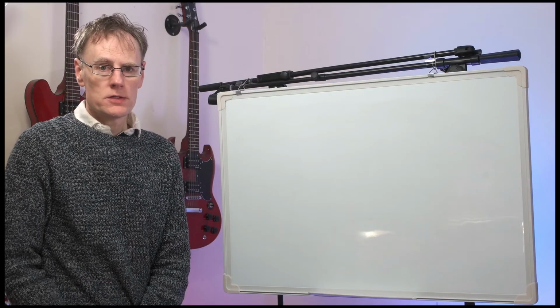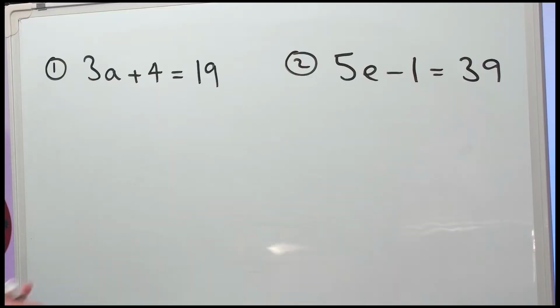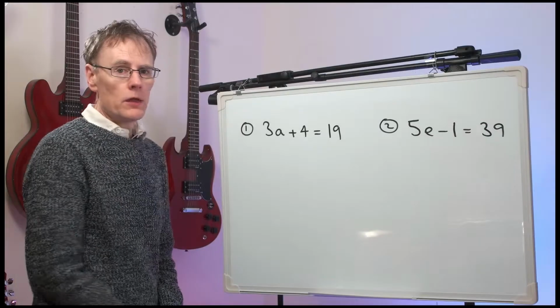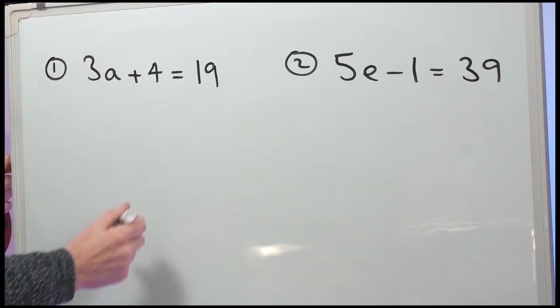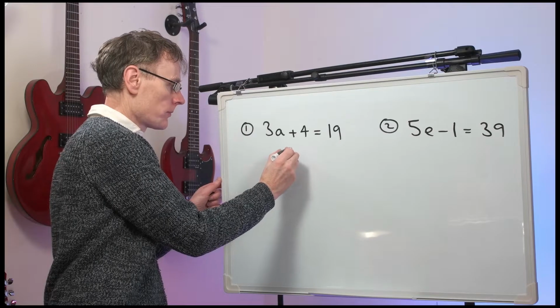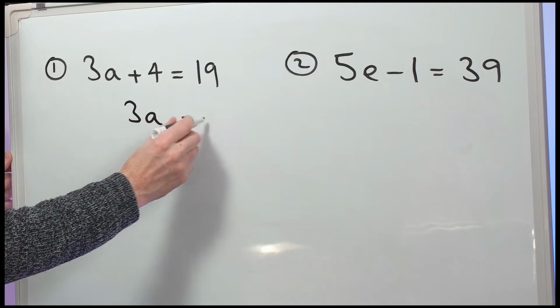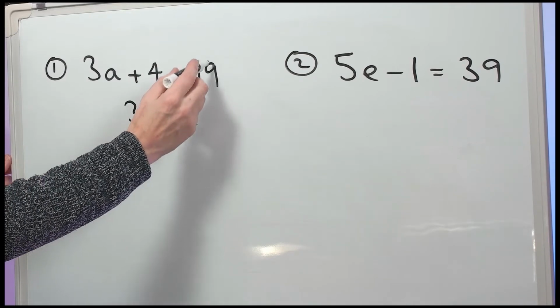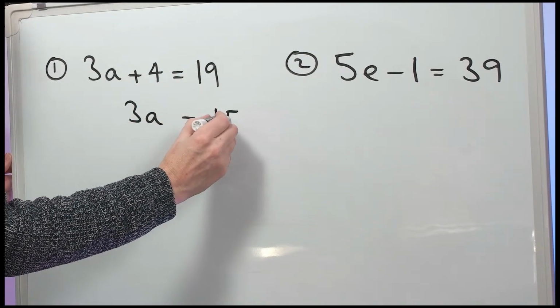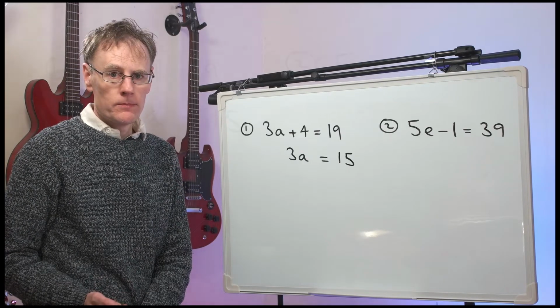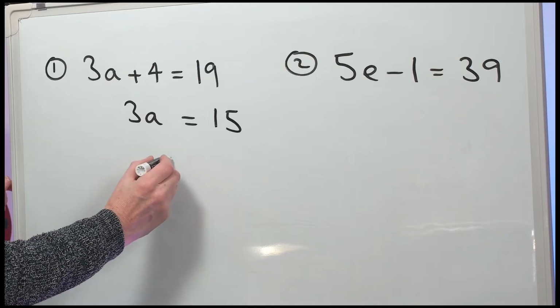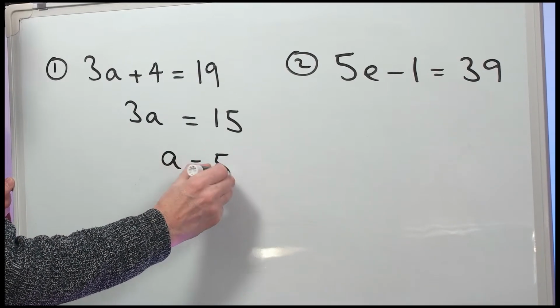Let's try these two equations together. So, number 1, copy the question. Okay, first step. We're going to get rid of that plus 4. So we're going to take away 4 from both sides. So write this down. 3a equals, so we've taken away 4 from that side. We take away 4, we get 15. Okay, now write your answer. Have you written a equals 5?